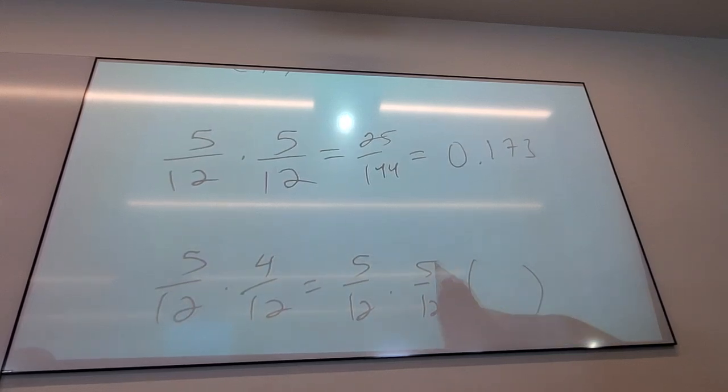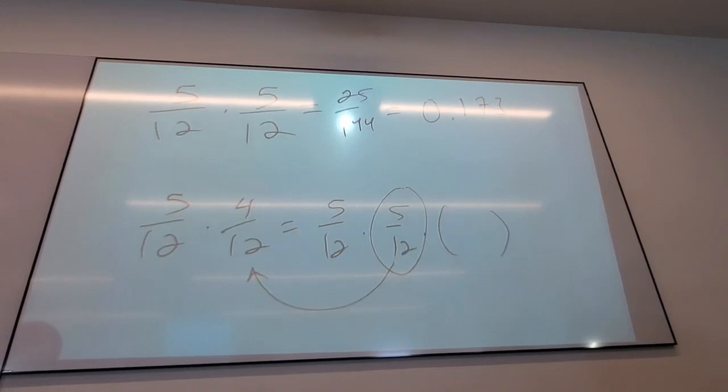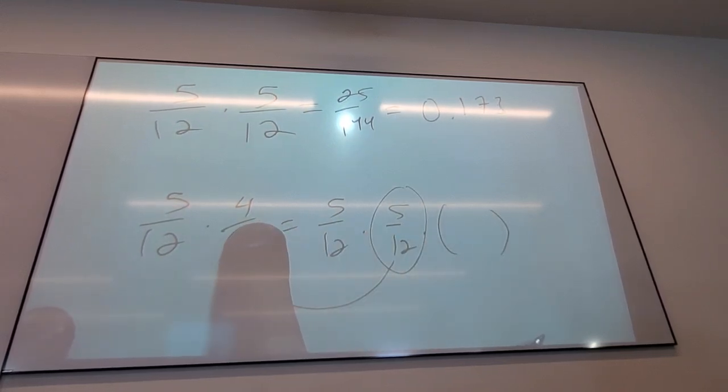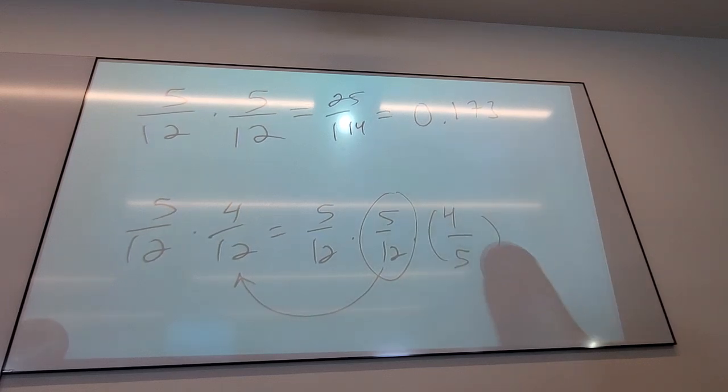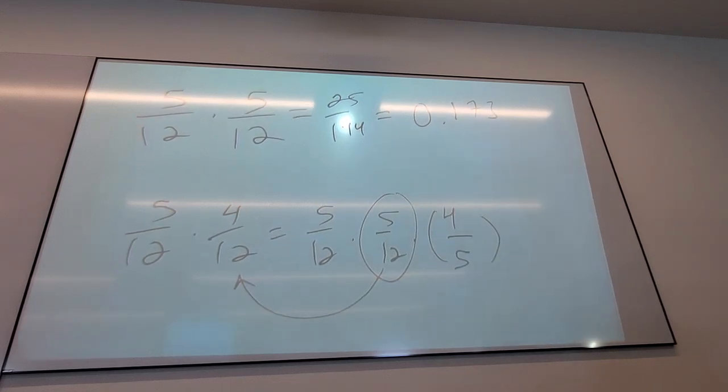What would I multiply 5/12 by to make it become 4/12? What do I want to get rid of? If I want 5/12 to become 4/12, what do I not want to be there anymore? 5. And what do I want to replace it with? 4. So if you just take this and multiply by 4/5, if you still have this in your calculator, just hit times 4 divided by 5.